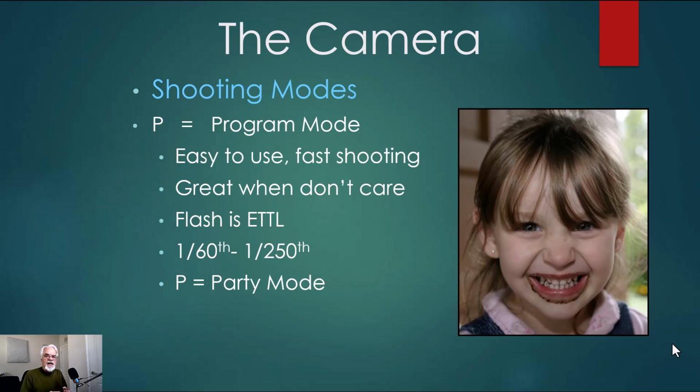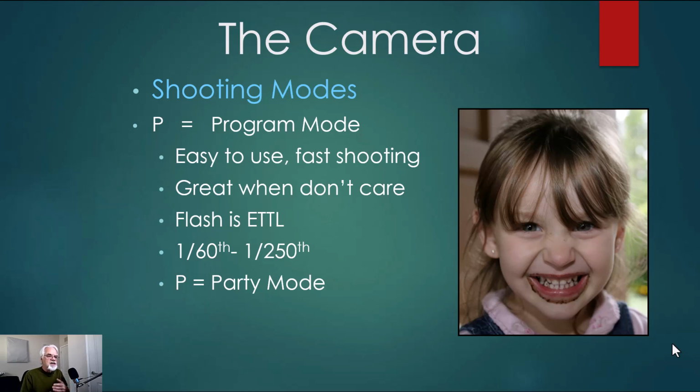Usually your flash in program mode is set to ETTL, which means Canon's version of through the lens metering. So the camera sends out that signal to meter the subject and then it outputs enough flash. The next thing I got here is 1/60th to 1/250th is the shutter speeds that program mode will use. When you are setting to program mode, it really, in most cases, limits the shutter speeds from 1/60th to 1/250th.